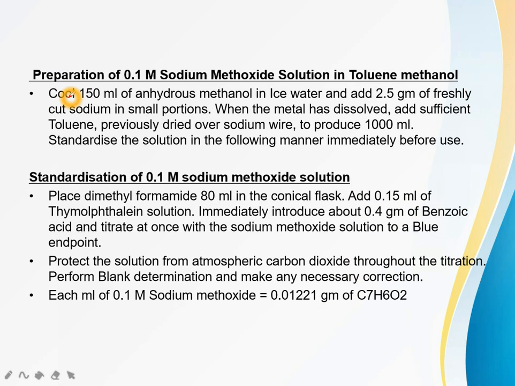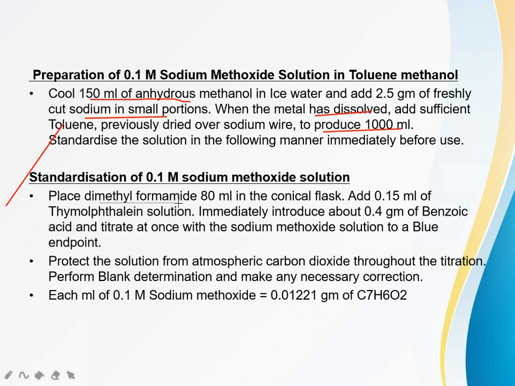Next, as in acidimetry, where we studied the titrant perchloric acid, in alkalimetry, that is the titration of weak acids, the titrant used will be sodium methoxide solution in toluene-methanol. What is the preparation procedure? You have to cool 150 ml of anhydrous methanol in ice water and then add 2.5 gram of freshly cut sodium in small portions. When the sodium metal has dissolved, add sufficient toluene, previously dried over sodium wire, up to 1000 ml. And this solution can be standardized as follows.